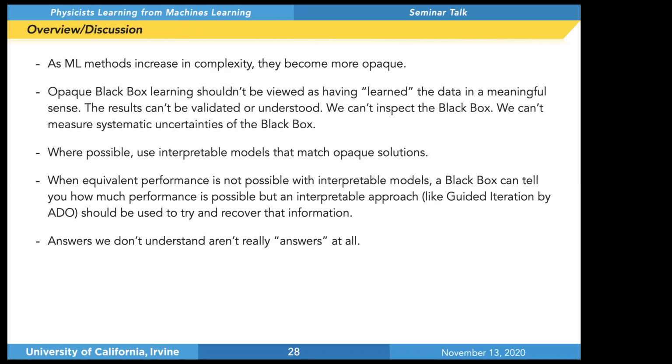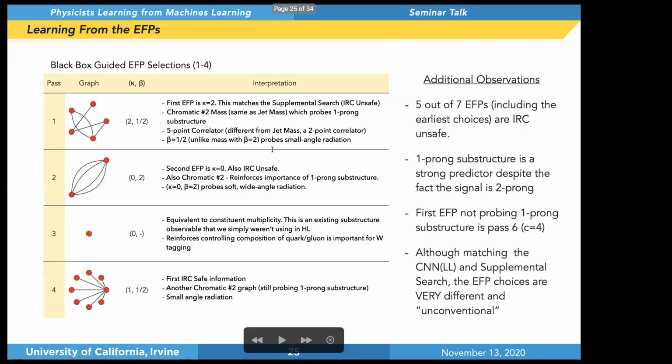Kevin. Hi, yeah. Could you go back to slide 25, please? Yeah, this one. I found this really interesting, and I'm not sure if I was understanding you correctly, but when you conclude that the choices that were made were unconventional, does that imply that if you combine the conventional choices with these, you would have even more discriminating power?